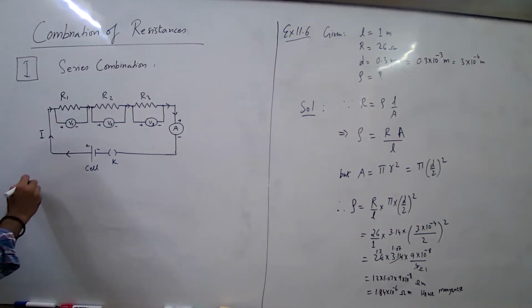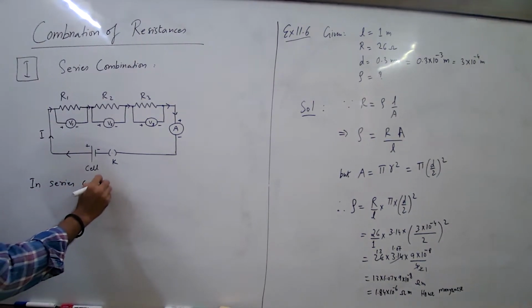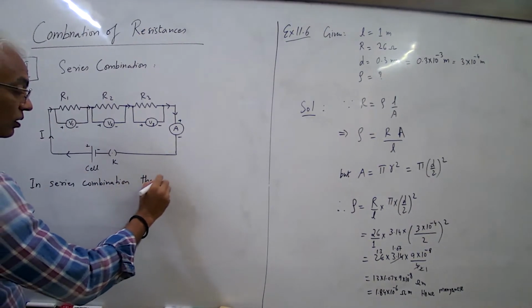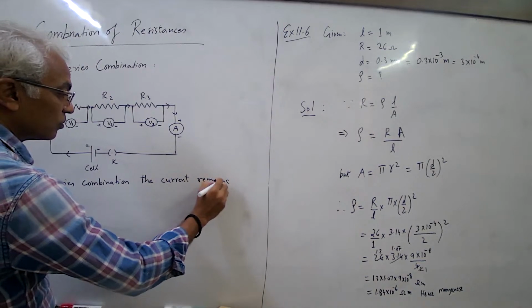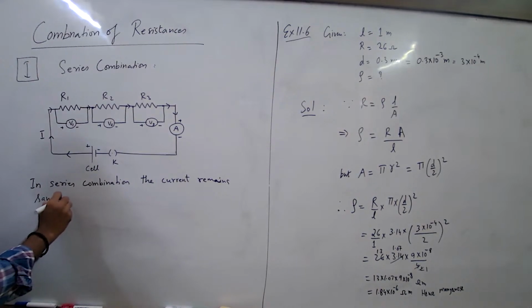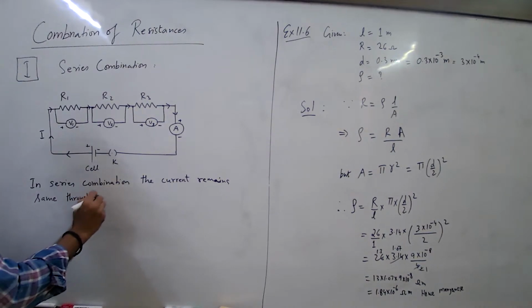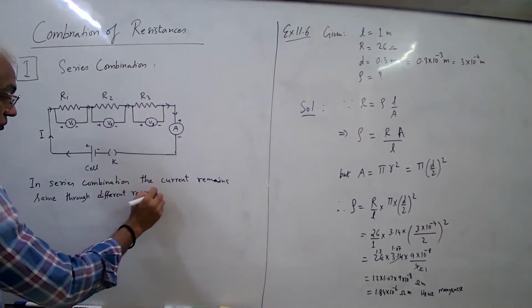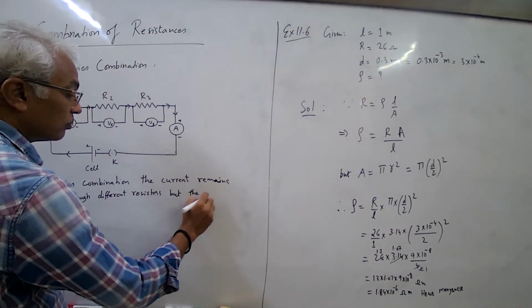So write down: in series combination, the current remains the same through different resistors. But the potential difference.